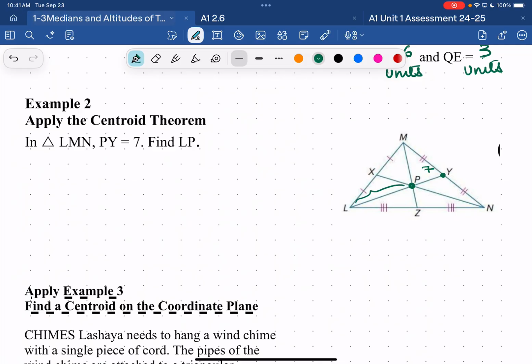So what will be the relationship between PY and LP? LP is equal to 2 times PY, right? 1/3 and 2/3. So 2 times PY. From here we get 2 times 7 is 14 what? Good job.